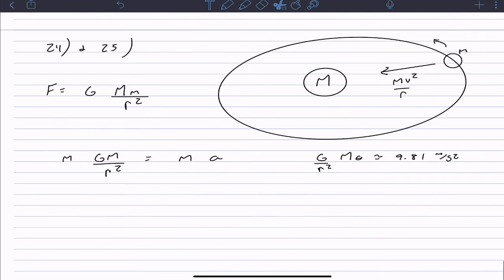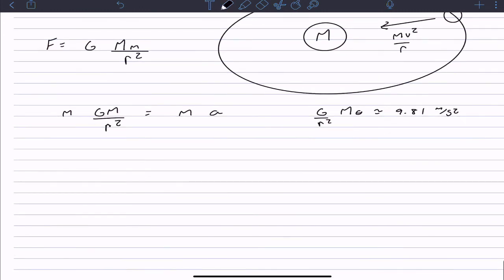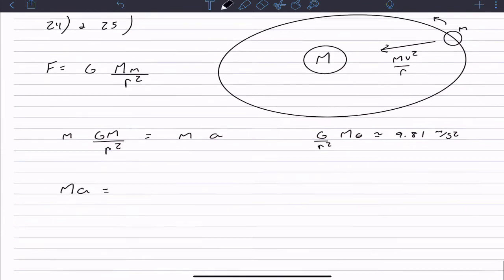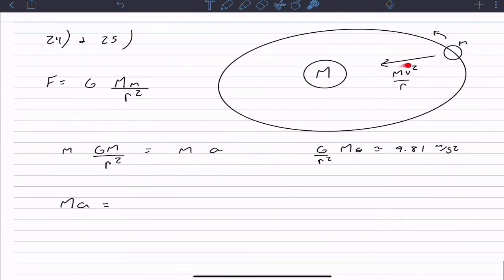Okay, so we do the same thing for the star. We just say, well, this is ma. So now we have ma is equal to the net force, some centripetal force here. So we have mv squared over r.